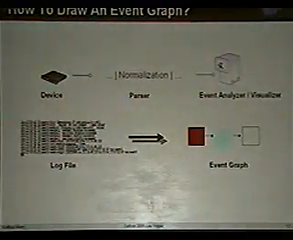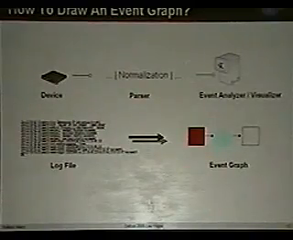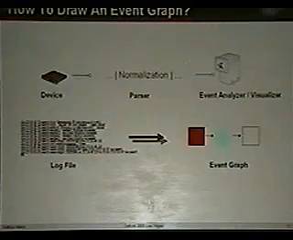All right, let's move on. How do you generate an event graph? Pretty easy. You have a log file that a device is generating. You take a parser. Why do you take a parser? Well, you need to know where in my log event or my log file, where's the source IP, where's the destination IP, where's the event name, where's the port.